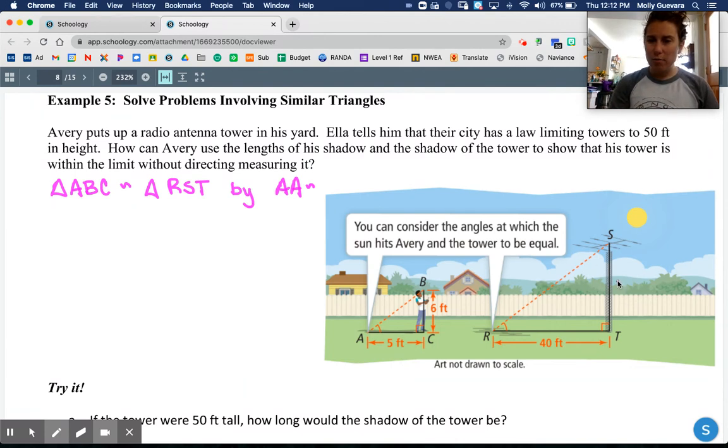So this is what I'm trying to find. I'm trying to find the height of the tower. So let's look. I know the distance of both shadows, and I know the height of Avery. So I can set up a proportion. There are multiple ways you can set up this proportion. I'm going to set it up big triangle to small triangle. So I'm going to go 40 over 5 is equal to, so I went big triangle to small triangle on corresponding sides. So that's equal to big triangle, which is x, height, over small triangle height, which is 6.